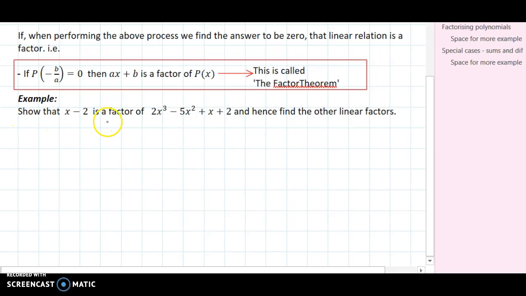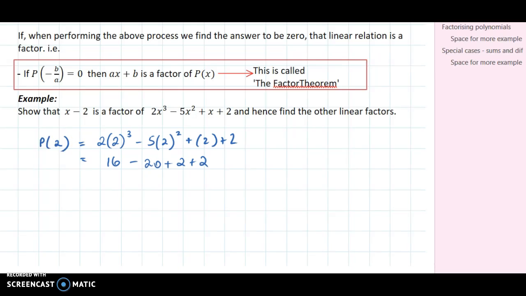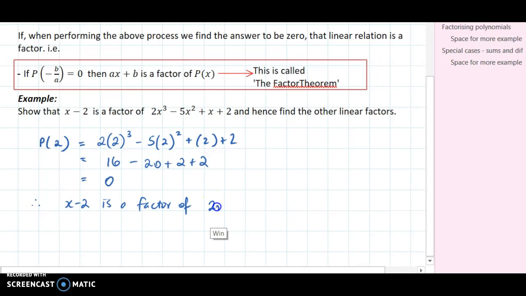So it says show that x minus 2 is a factor of this polynomial and hence find the other linear factors. It doesn't say that I have to do it via division, so I can use the remainder or the factor theorem. So I'll just put the 2 into the polynomial, which equals 16 minus 20 plus 2, which ends up giving 0. So because the remainder is 0, we can say, therefore, x minus 2 is a factor of this, which we have let be px.